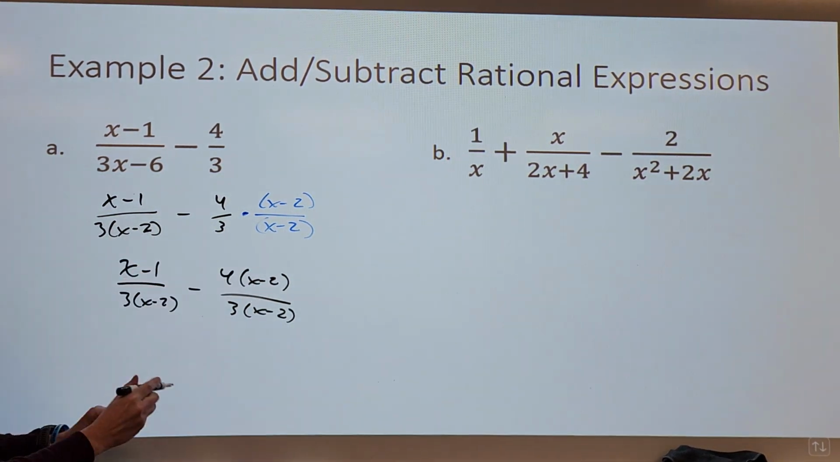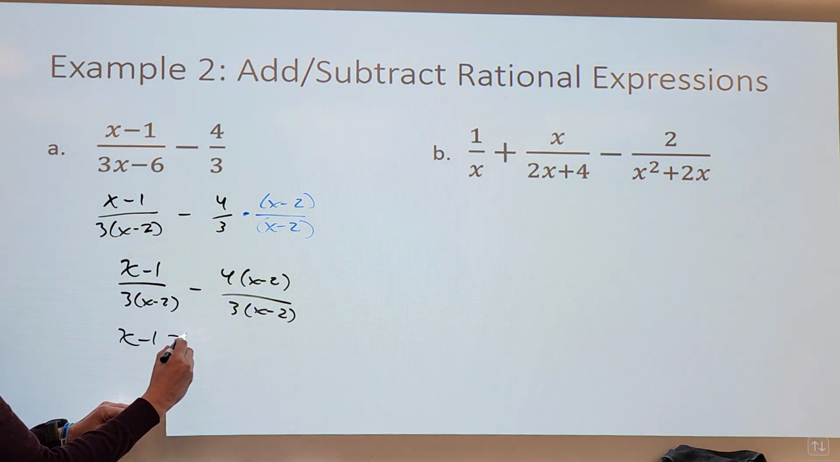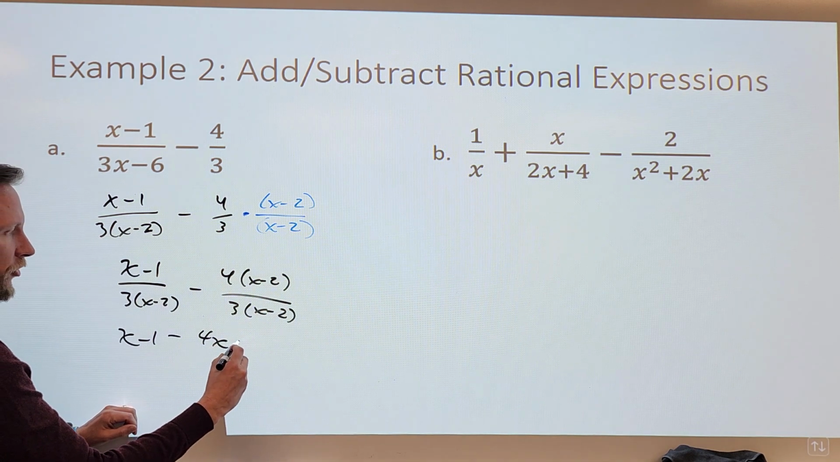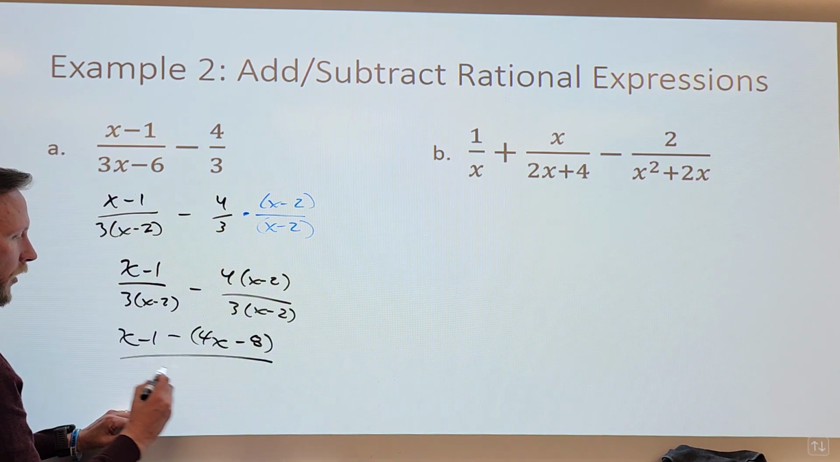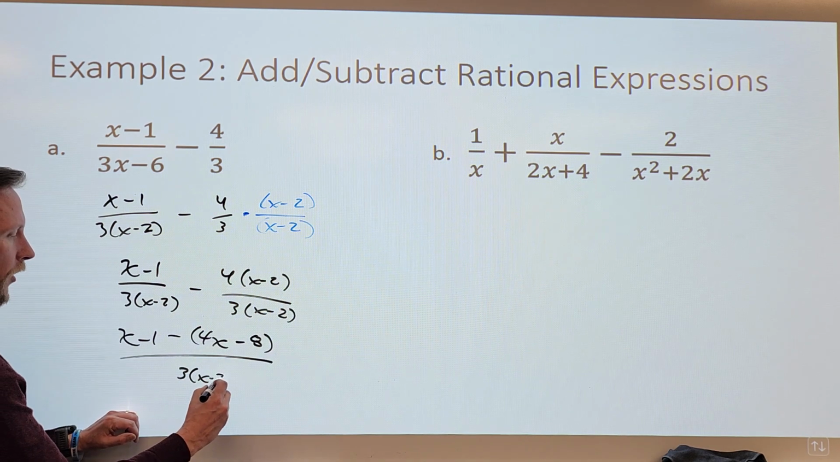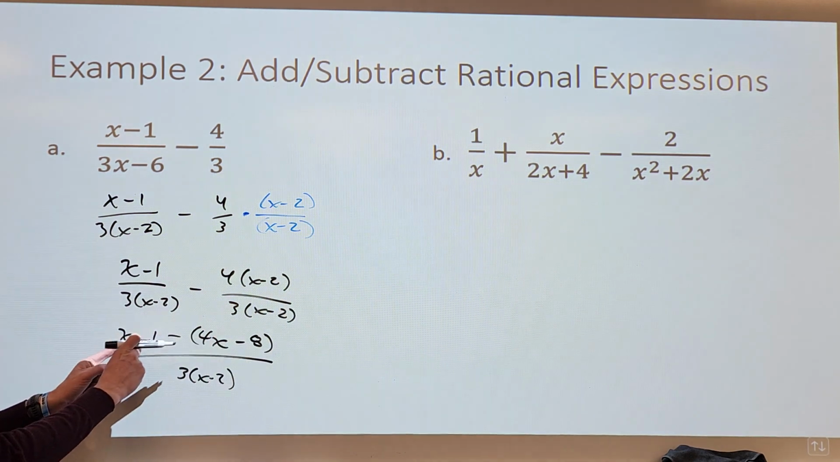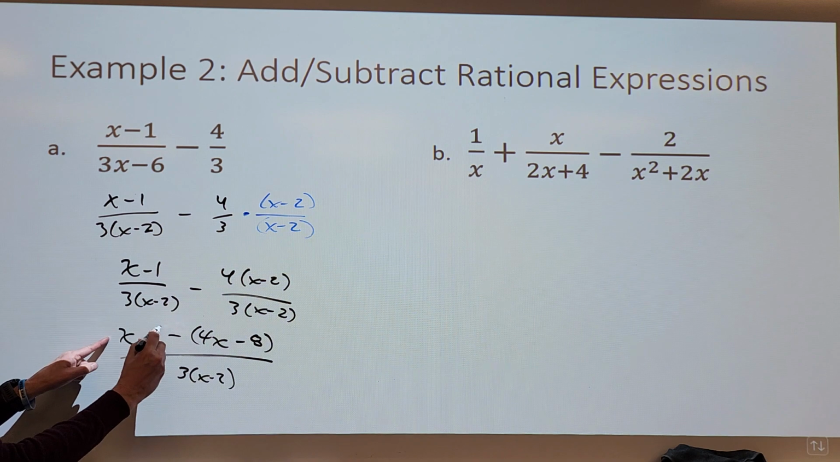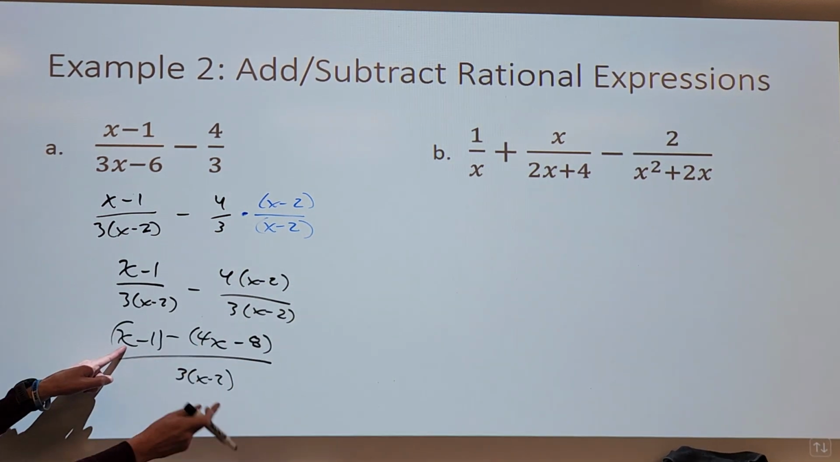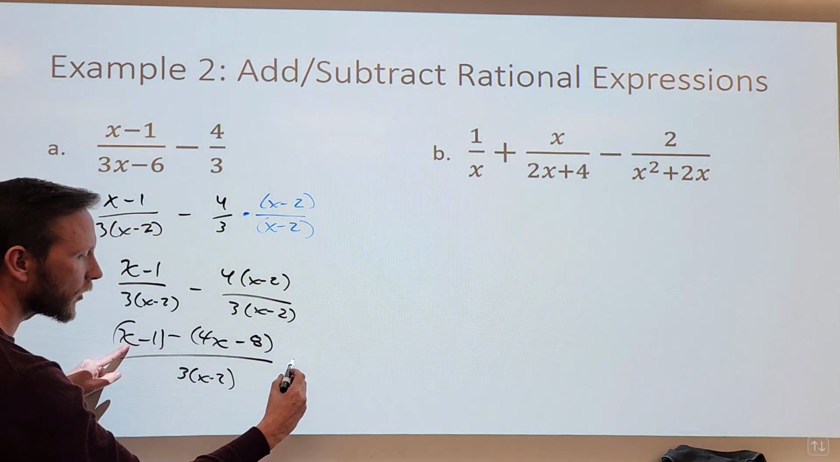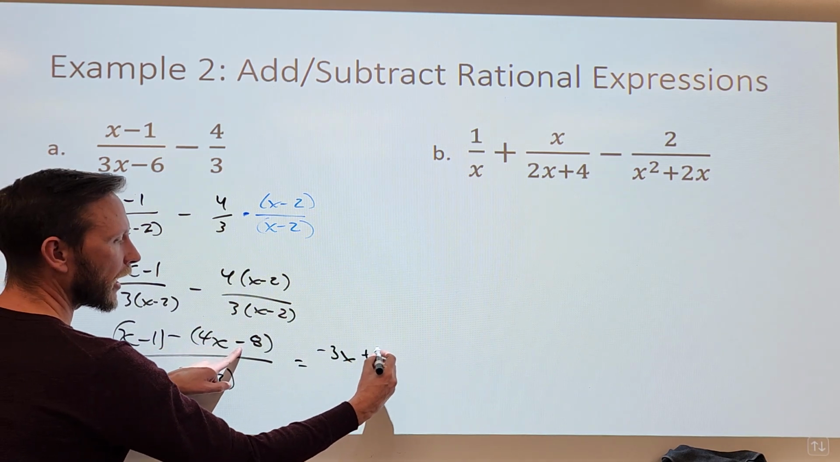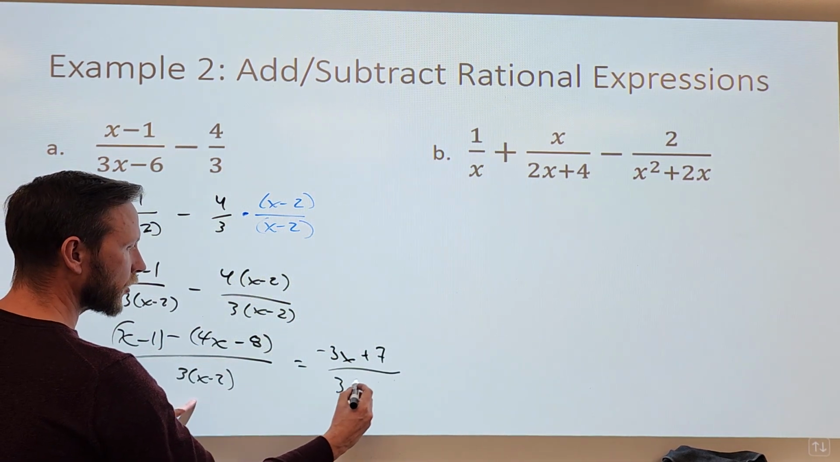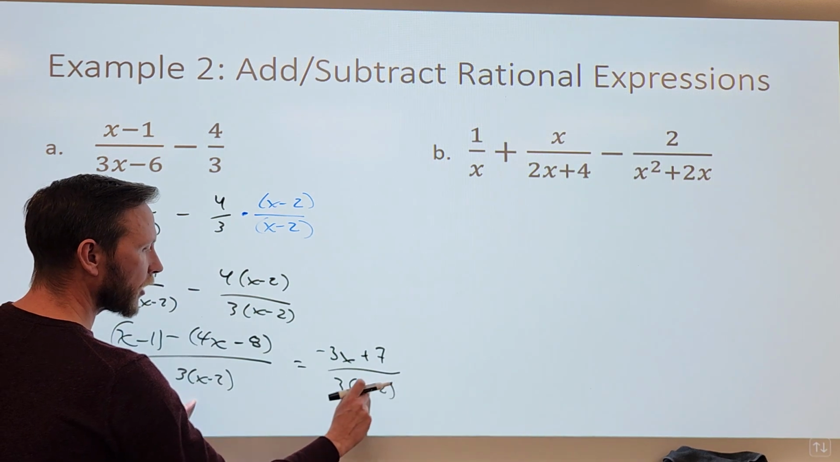So I want to do this subtraction, but I might have to do a little bit of that distribution. If you distribute first to make sure that you do that well, then that is fine by me, all right? I'm going to subtract this well. If I take x minus 1 and I subtract 4x minus 8, I get negative 3x. Negative 1 minus negative 8 is going to be a positive 7. And that's going to be over 3 times x minus 2.